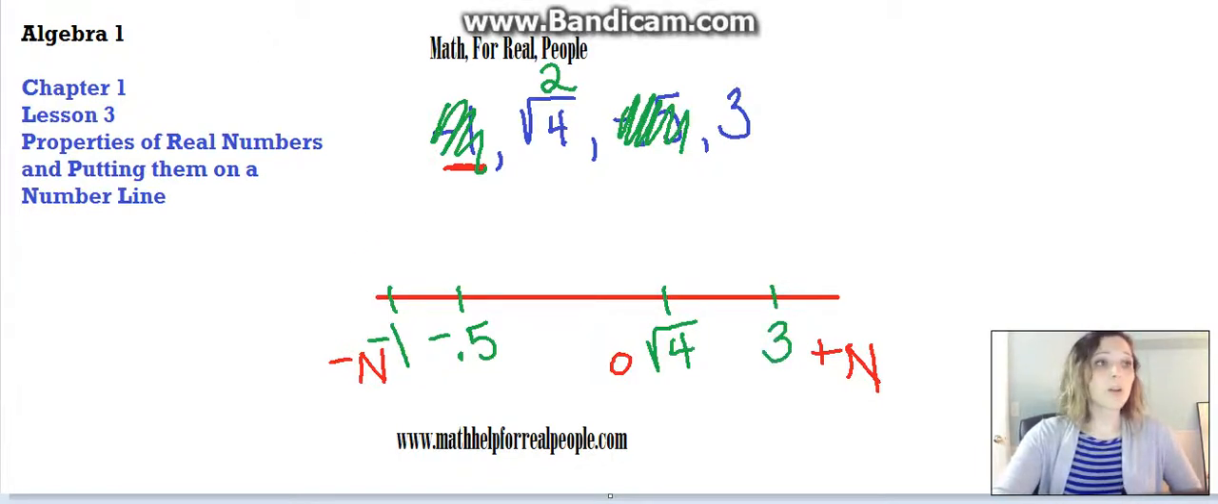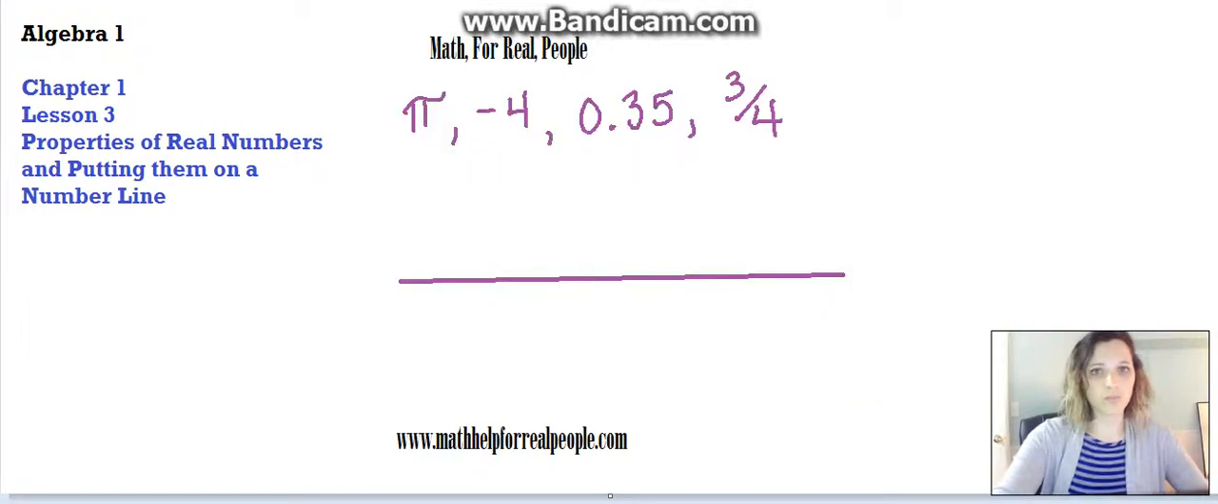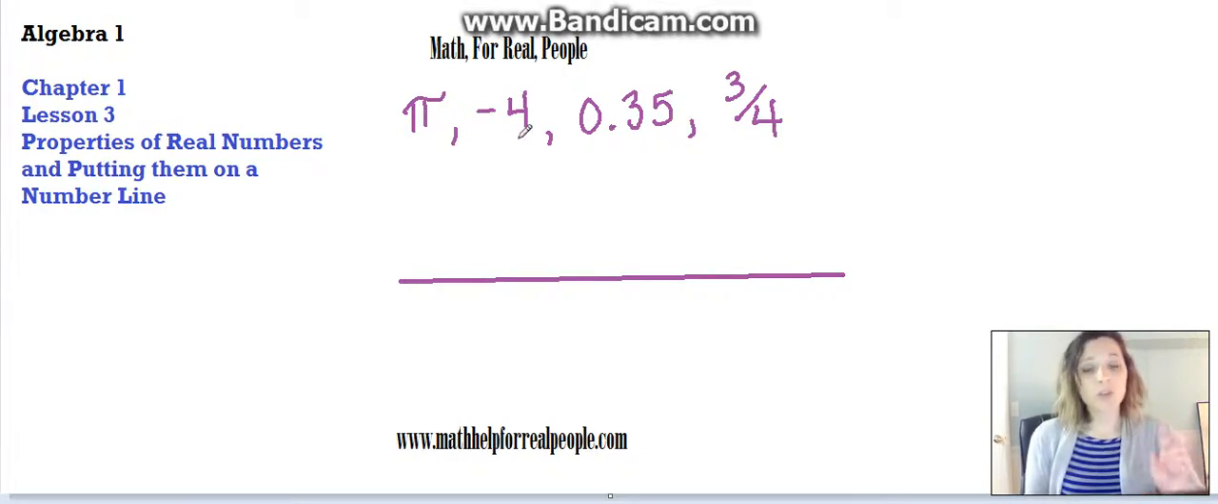So let's look at one more to put in order. Okay, so here's another example. So what I want you to do is pause it, see if you can label all of these numbers, and put them in order. So pause, and you should be back. So I'm going to go over these quickly.